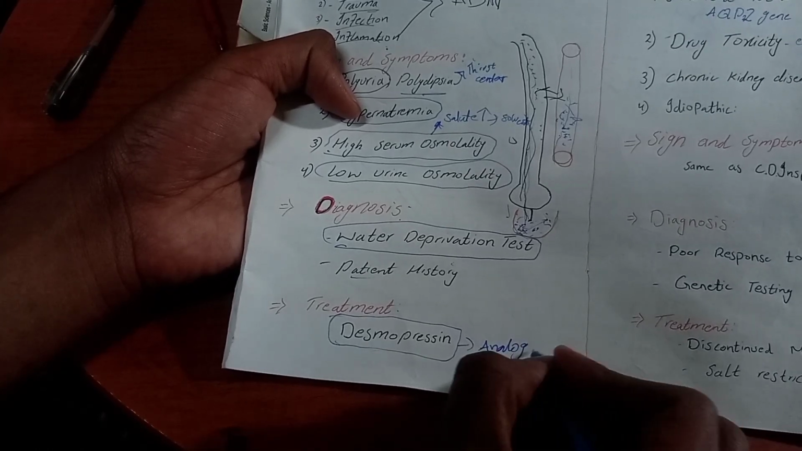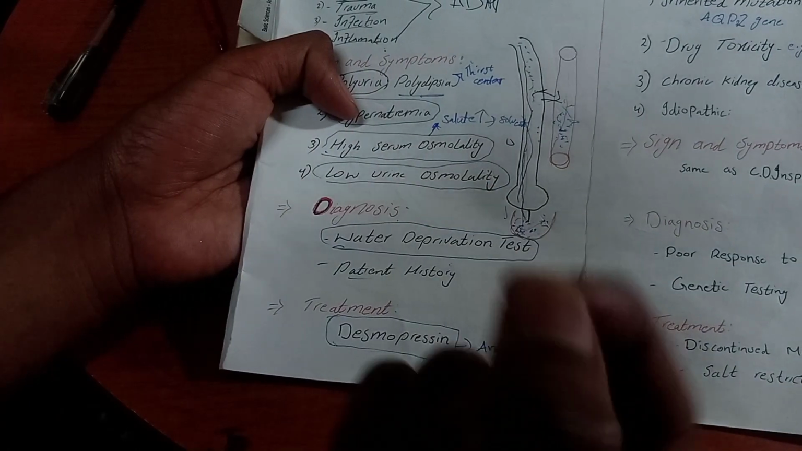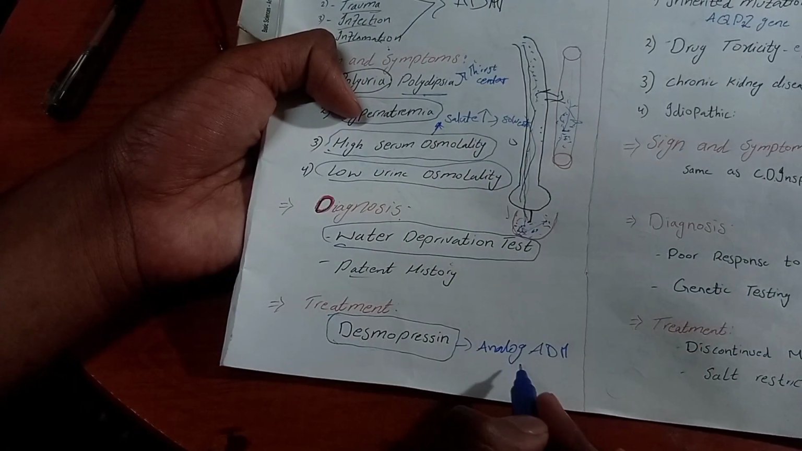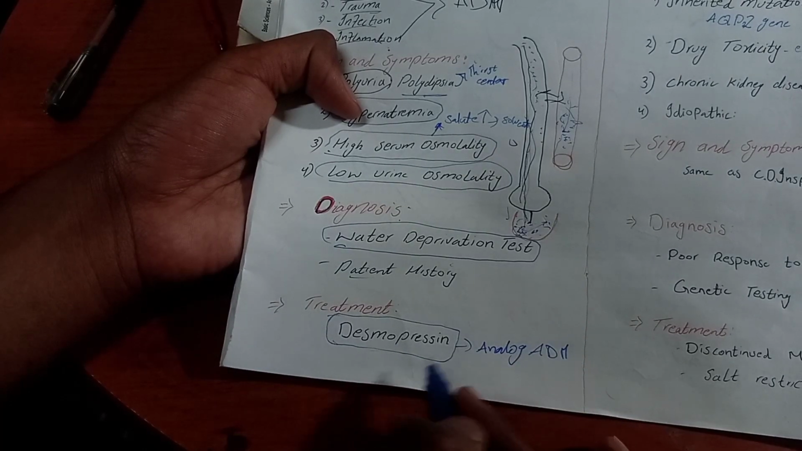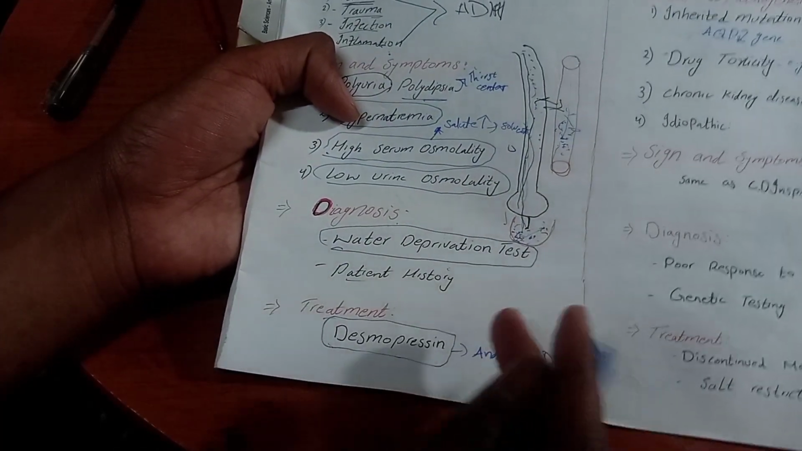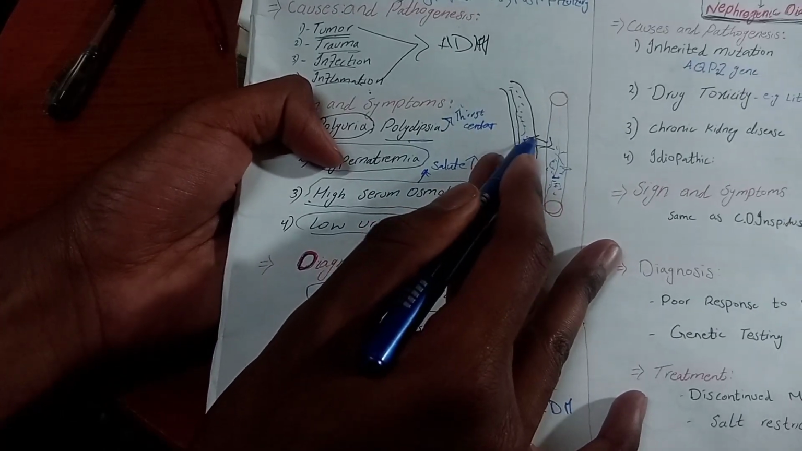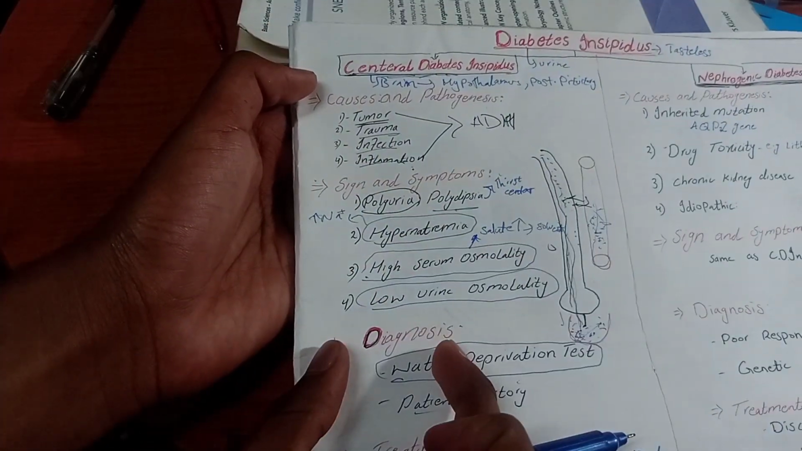Analog means it acts like ADH. It is the laboratory making ADH hormone, antidiuretic hormone, and this drug will act like ADH, and in this way we will fulfill the demand of ADH here, and the patient will start saving water. Okay, this is all about central diabetes insipidus.